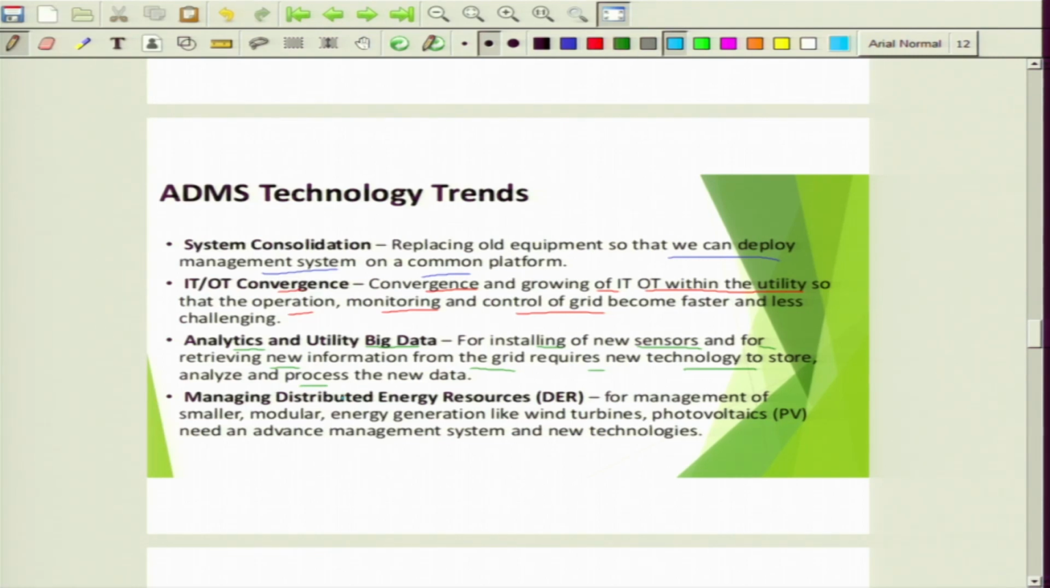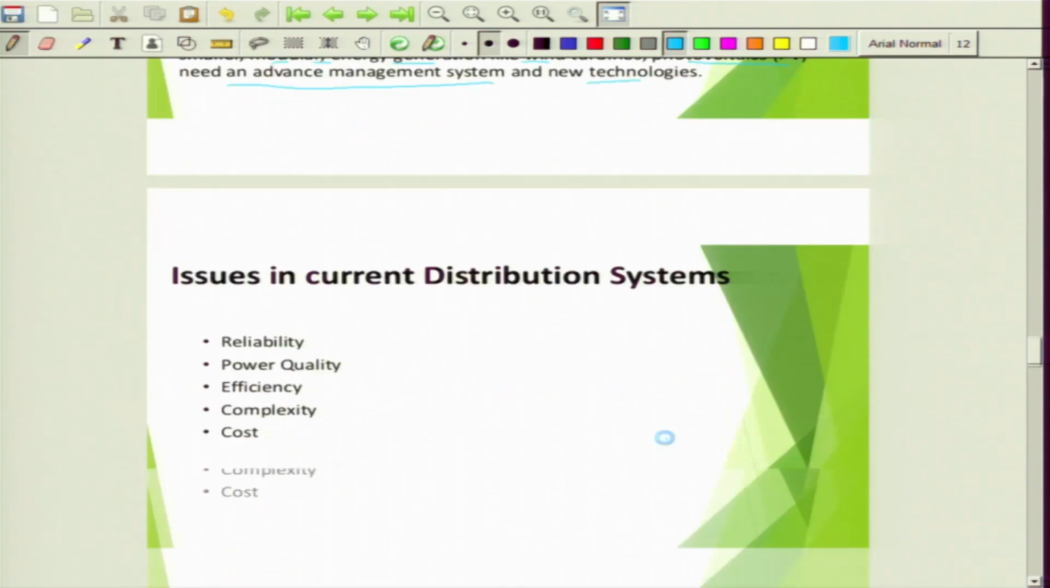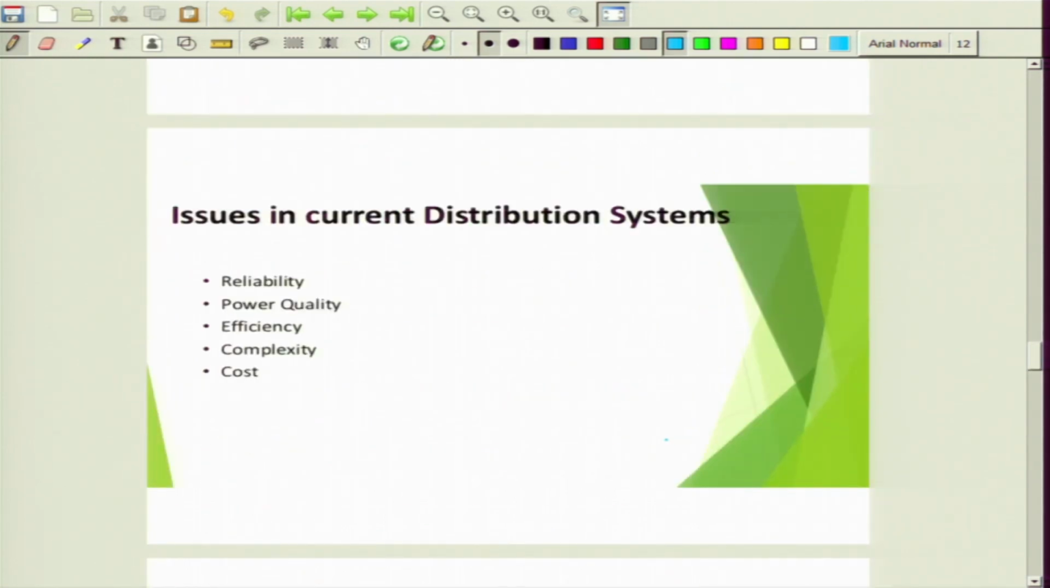Then managing the distributed energy resources, for management of smaller modular energy generation like wind turbines, photovoltaics, need an advanced management system and new technologies. So, issues in current distribution systems: reliability, power quality, efficiency, complexity and cost. So, these are the typical issues in current distribution system.